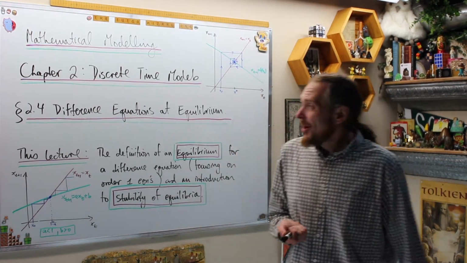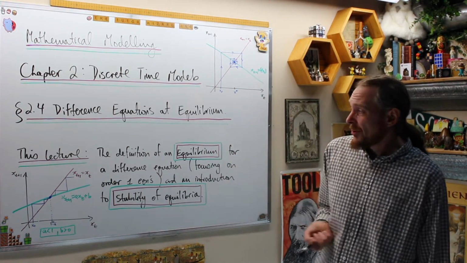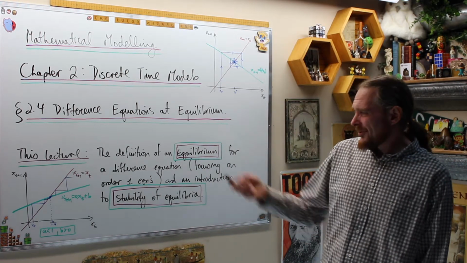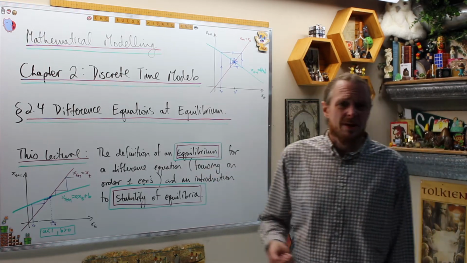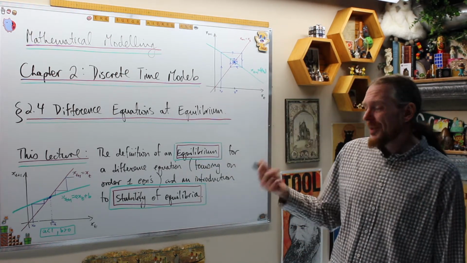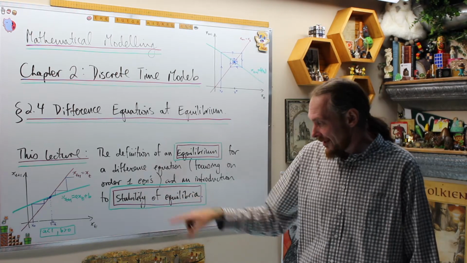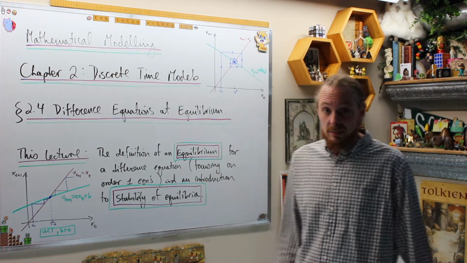We're doing mathematical modeling. Chapter 2 is discrete time models. Section 2.4 is going to be difference equations at equilibrium. In this lecture specifically, we're going to give an introduction to the definition of what an equilibrium is for a difference equation, focusing on order 1 equations. And then we will give an introduction to stability of equilibria. But in the next video, we're going to do in detail the stability of all equilibria.